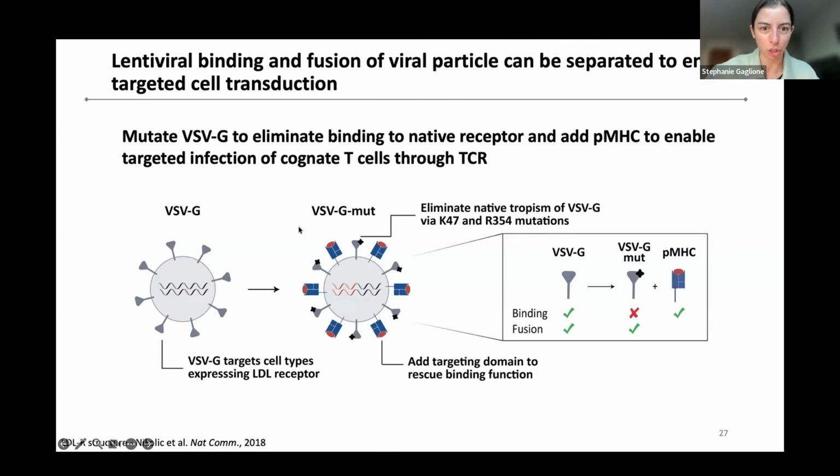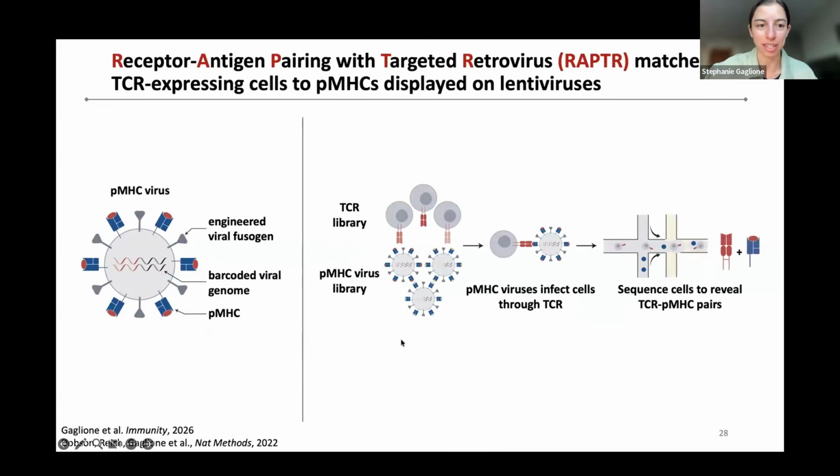And so what can one do with a peptide MHC displaying lentivirus that has a modified fusogen? You can construct libraries of these pMHC displaying viruses that also encode in their genome a barcode for what peptide is being displayed, and mix it with a TCR library. The pMHC viruses infect cells through the TCR, and you can then sequence the cells to reveal TCR-antigen pairs. This initial approach was demonstrated in a proof of concept by Connor Dobson back in 2022 in a Nature Methods piece that has been quite impactful.